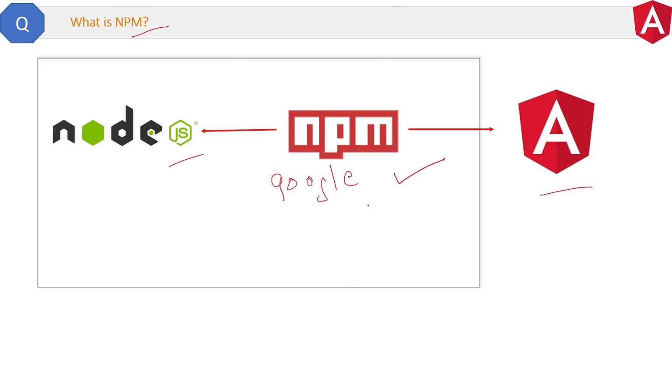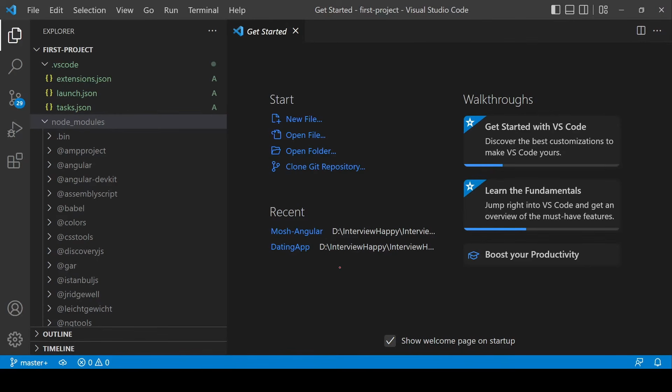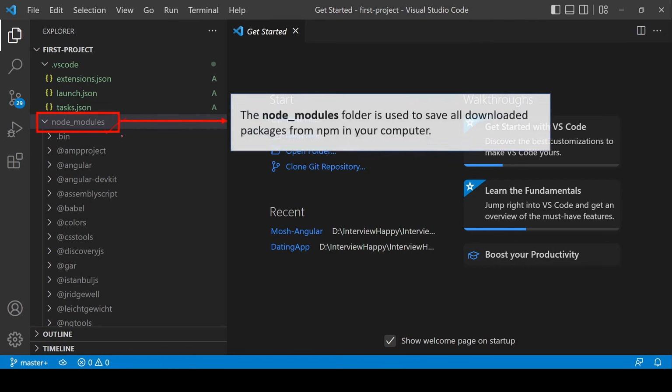Now what is NPM? NPM, or Node Package Manager, is an online repository from where you can get thousands of free libraries which can be used in Angular projects. So these libraries can be used for Node development and can be used for Angular development also. See, here in VS Code, this Node Modules folder is provided by Node Package Manager only. The Node Modules folder is used to save all downloaded packages from NPM on your computer. This is the answer to this question.